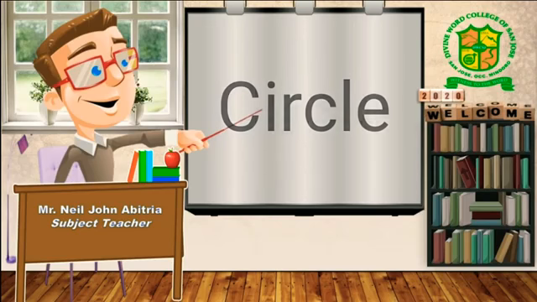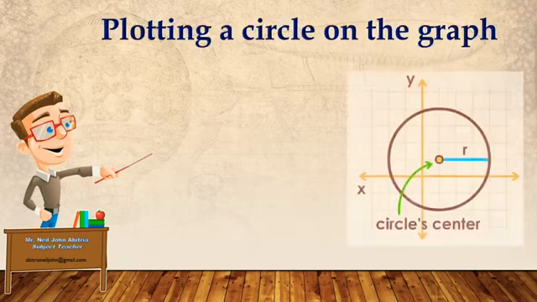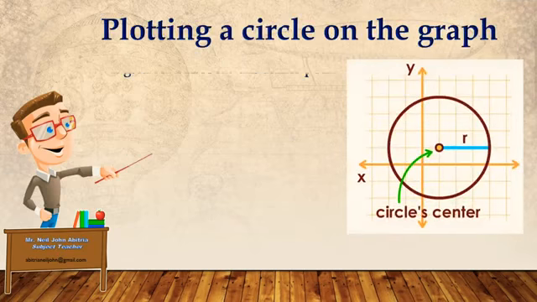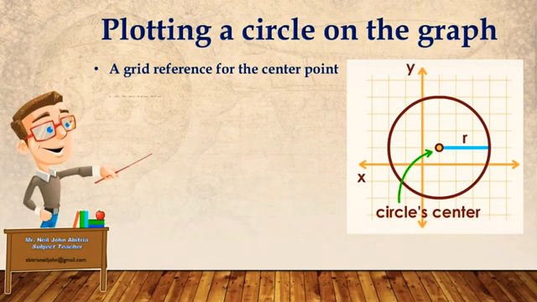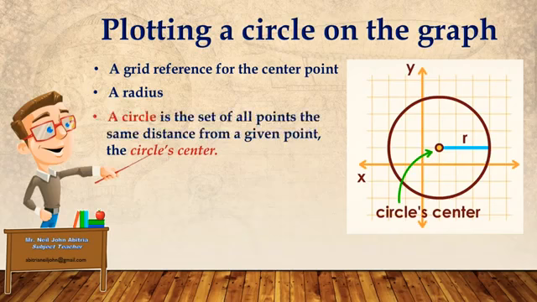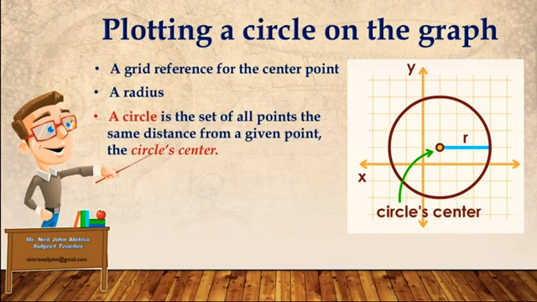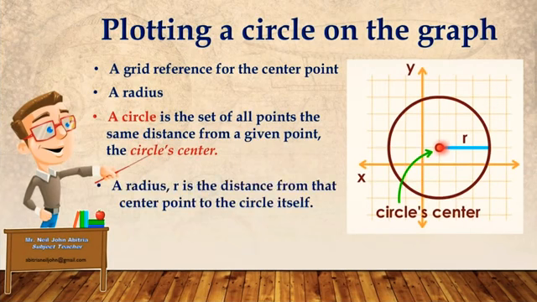So let's begin. Plotting a circle on a graph requires two things. First, a grid reference for the center point, and second, a radius. By definition, a circle is the set of all points the same distance from a given point, the circle's center. And the radius, or r, is the distance from the center point to the circle itself.